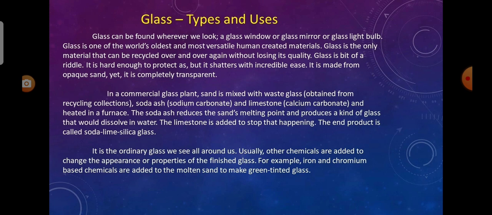The limestone is added to stop this from happening. The end product is called soda lime silica glass. It's the ordinary glass we see all around us. Usually other chemicals are added to change the appearance or properties of the finished glass. For example, iron and chromium based chemicals are added to the molten sand to make green tinted glass.